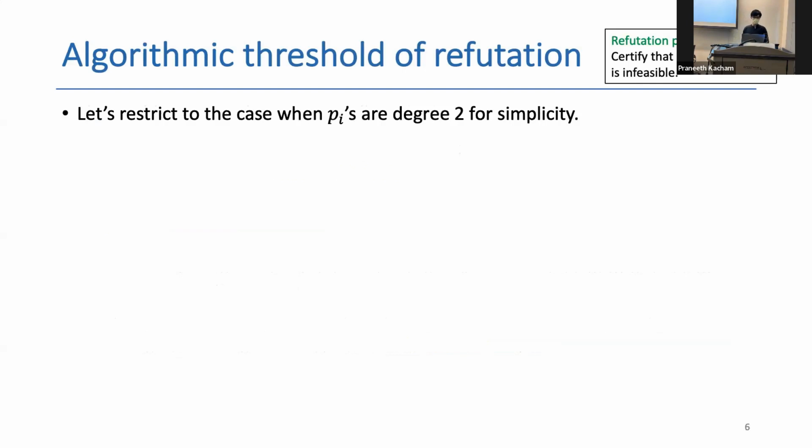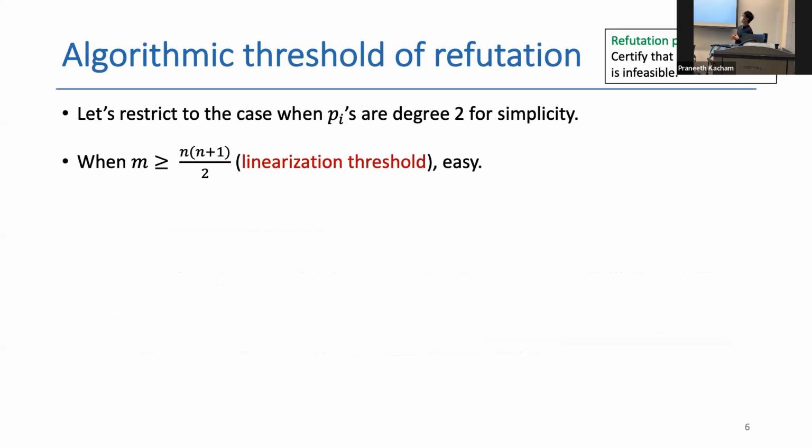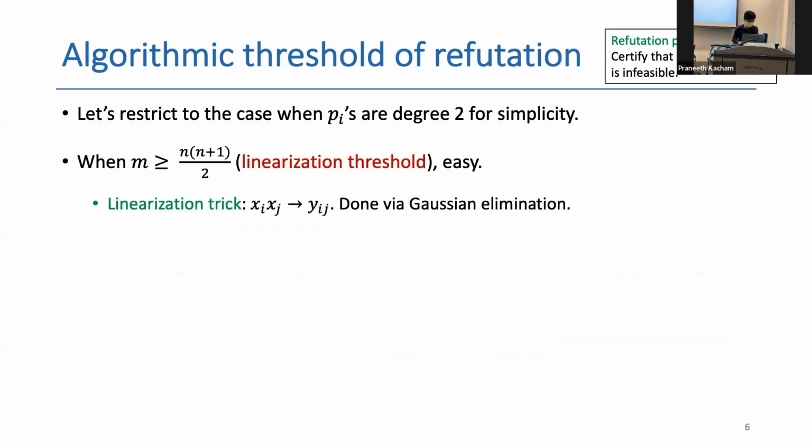Okay, so for this talk, I'll mainly restrict to the case where the Pi's are degree 2, so they're quadratic polynomials, just for simplicity. Let's make a first observation. When m is larger than n times n plus 1 over 2, this problem is easy. We call this the linearization threshold. Why is that? We use this linearization trick.